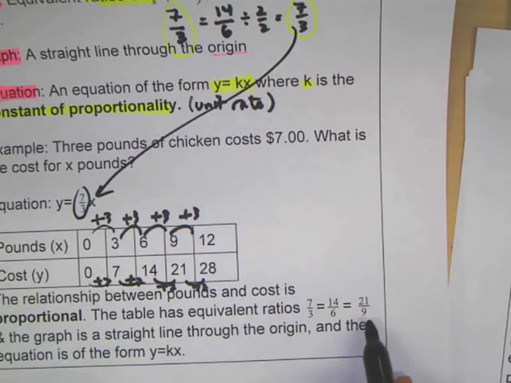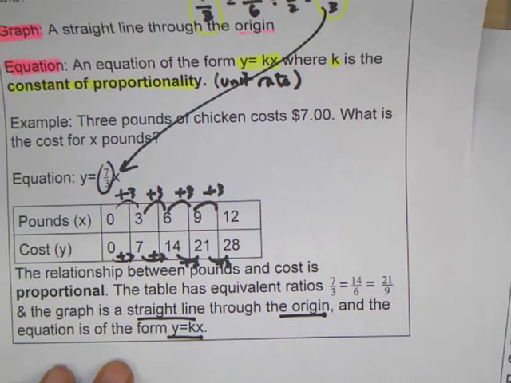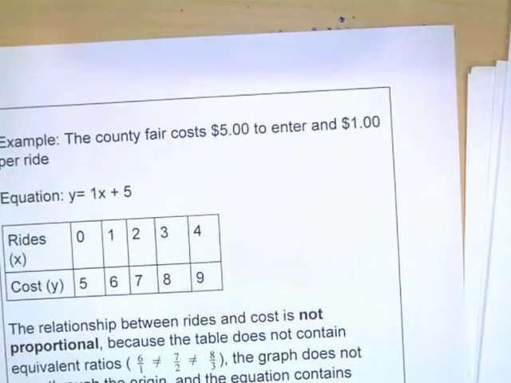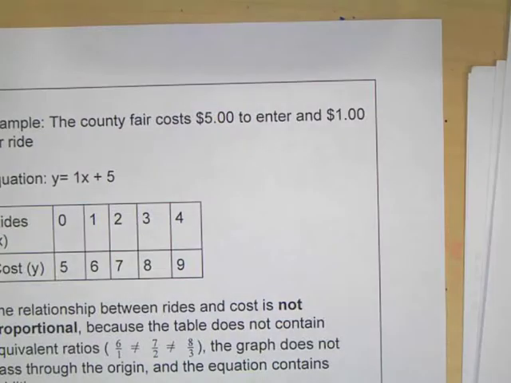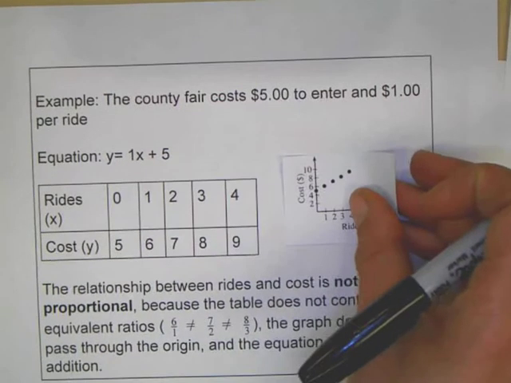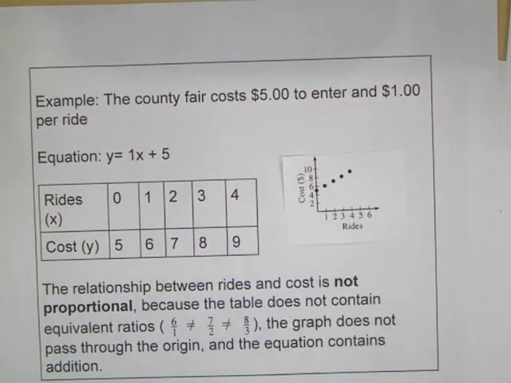So once again, you can look at the table and write ratios. They're equivalent. It goes through a straight line. It's a straight line through the origin, and you could write it in an equation, y equals kx. Now let's look at an example where it's not proportional. So here's another example. The county fair costs $5 to enter, and then you pay $1 per ride.